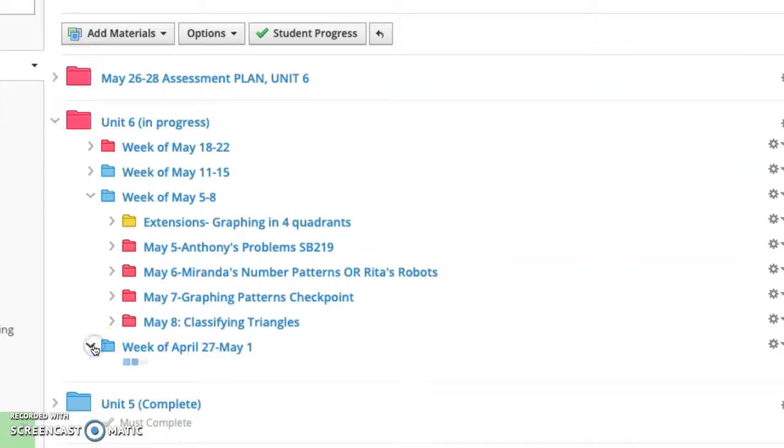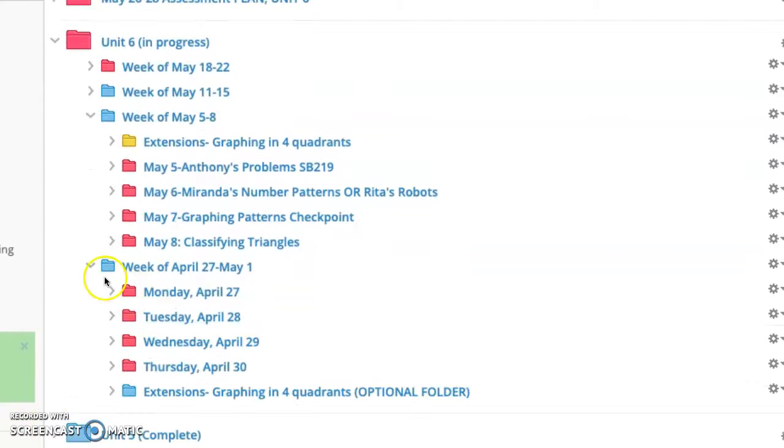You are also going to find quadrant help in the previous week as well, helping you with graphing and quadrants. So in both of these folders, you are going to see extra help. So make sure you go back into those folders if you need to.